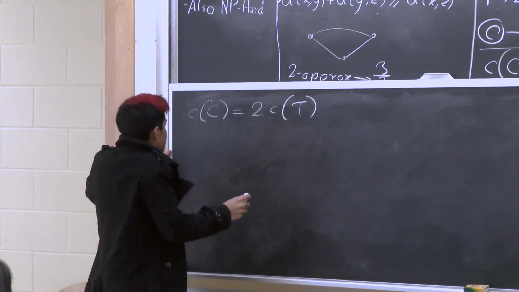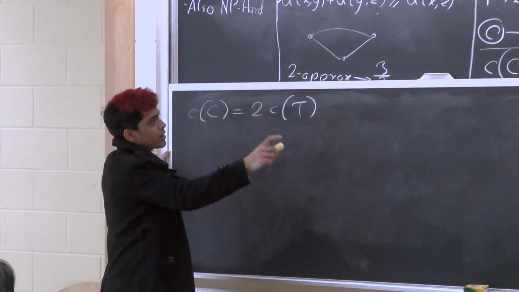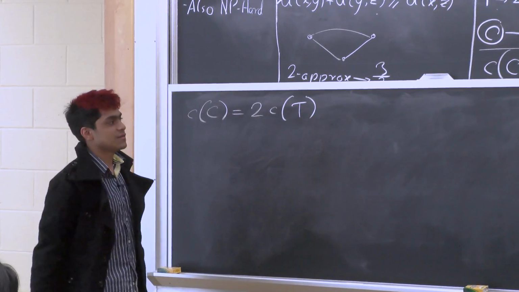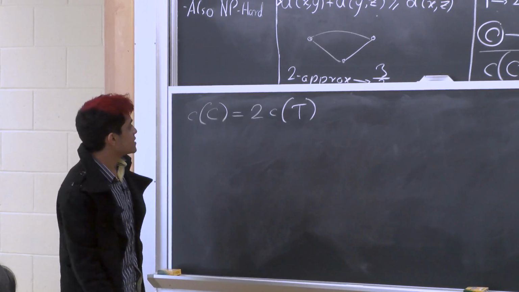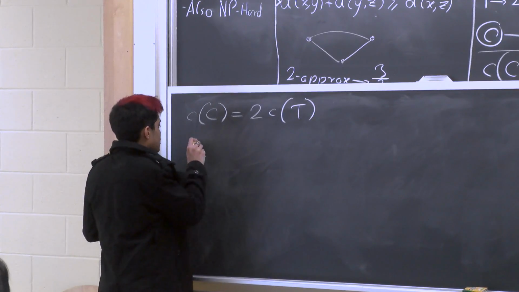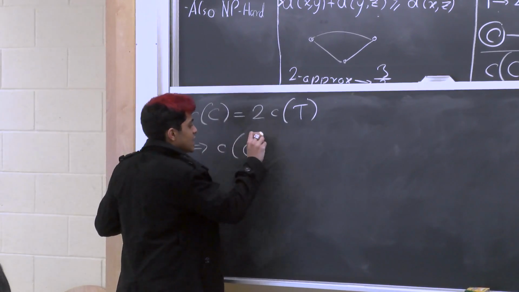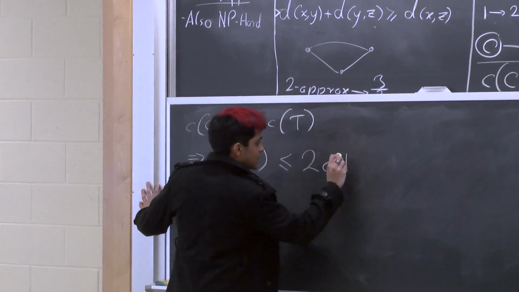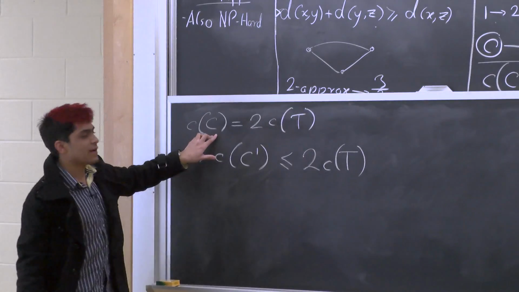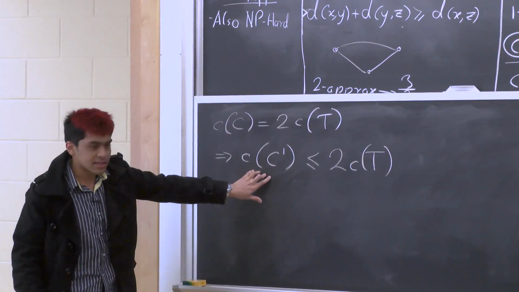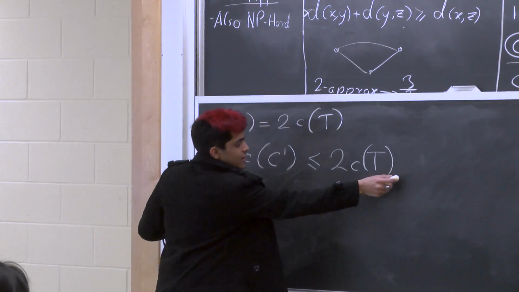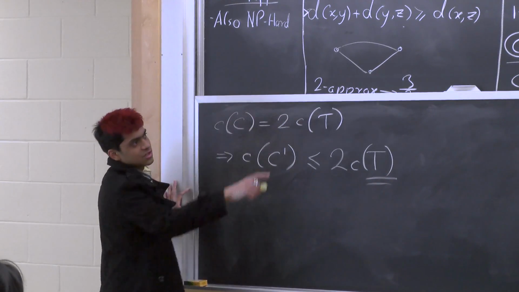Okay. So now our claim is that the C dash cycle is a true approximation of the actual cycle. So why is that? We already proved, so this also implies that the cost of C dash is less than or equal to 2 times the cost of T. Realize that C is not a valid cycle, but C dash is a valid cycle. Okay. So now we need to show that this is somehow bounded by H star of G.